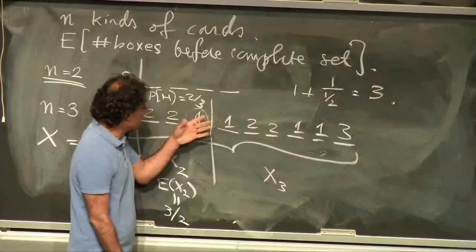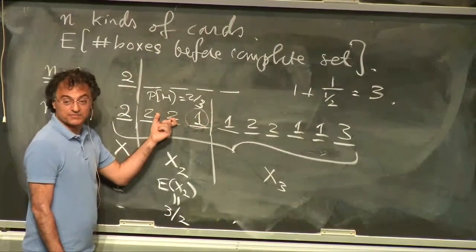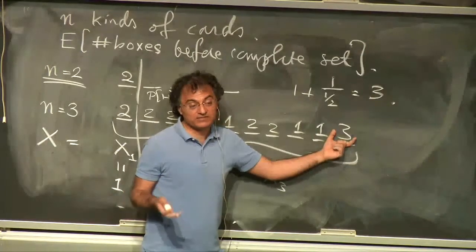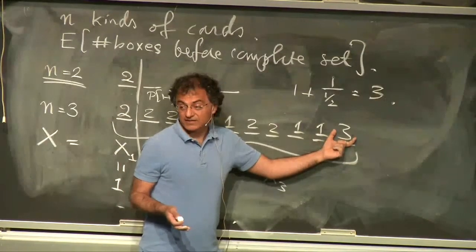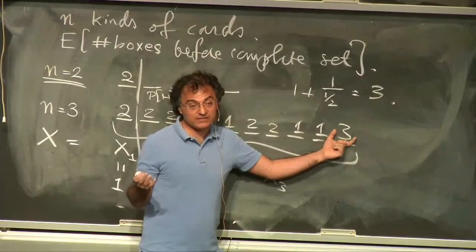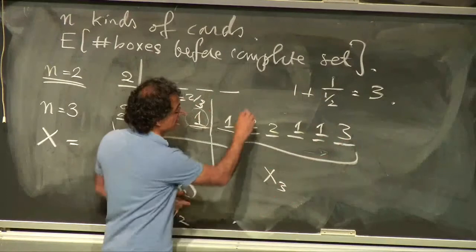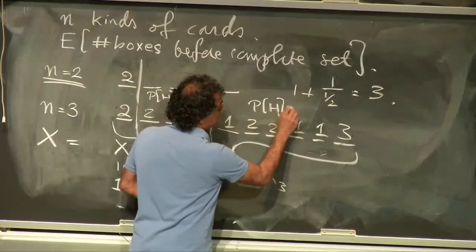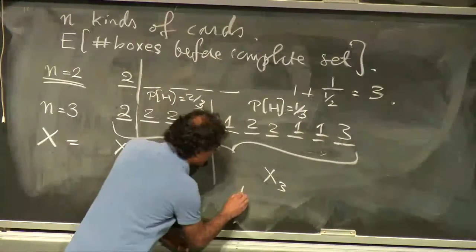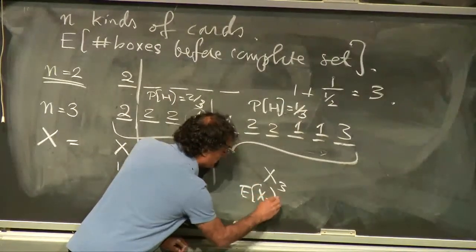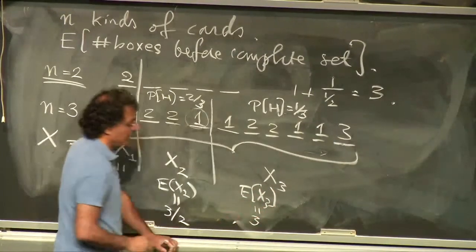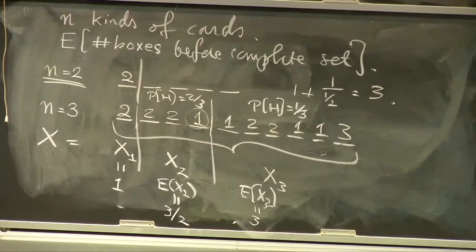Okay, now we've already seen 1 and 2. So now we are really waiting for 3. There's only one possible outcome that'll satisfy us. Right? So out of three possibilities, there's only one that will satisfy us. So probability of heads now is 1/3. So the expected value of x3 is equal to 3. Right?